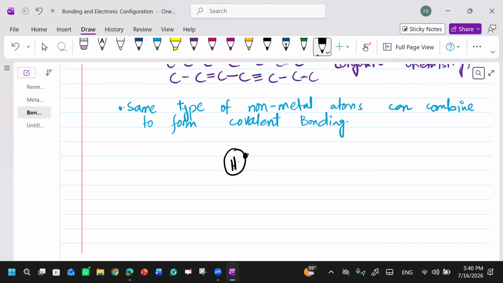Is this possible? Yes. Why? Because both are non-metals. So I need another hydrogen. I will make a circle like this, hydrogen, and over here a cross for this hydrogen. Are you getting how covalent bonding occurs? Basically, how do we represent this? We represent it like this, and like this. And in the center, you will make a dot and a cross. Dot for this hydrogen and cross for this hydrogen. Clear?